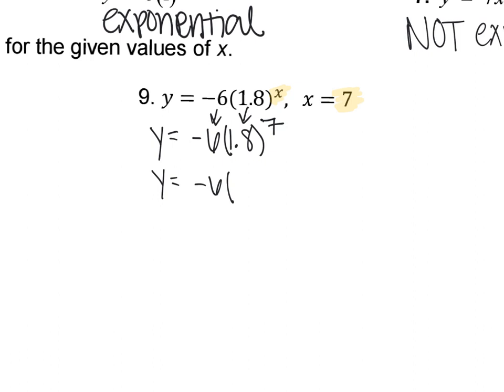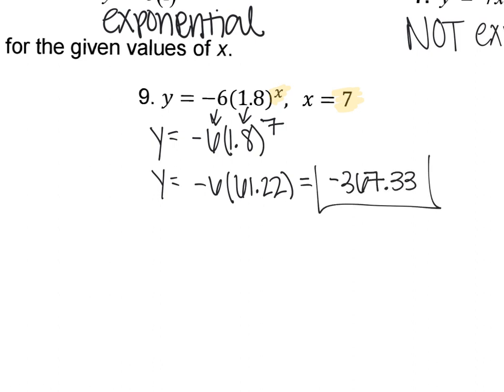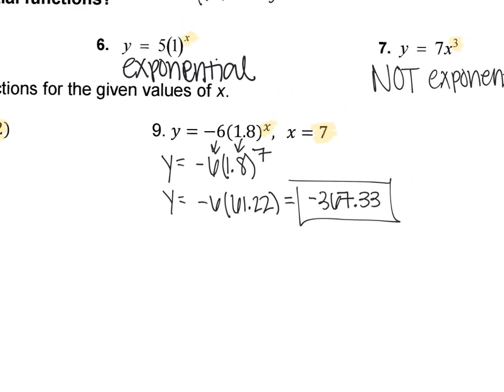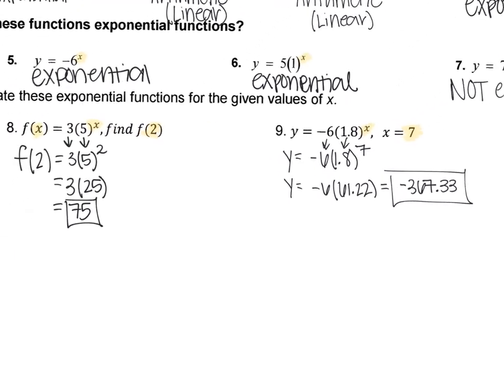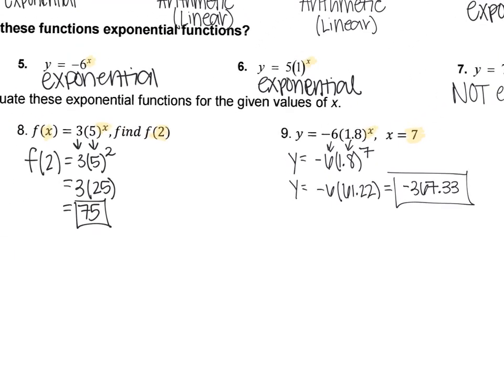Well, 1.8 to the 7th power is 61.22-ish. And then when you multiply that out, you should get -367.33. So not bad. Y'all have done this before. We talked about it at the very beginning of the year. Remember, this is just like my function machine.